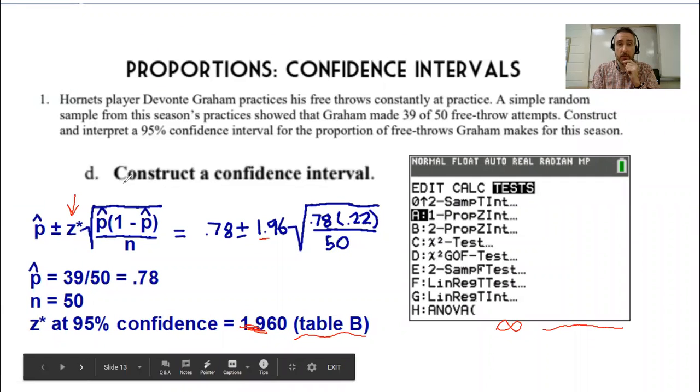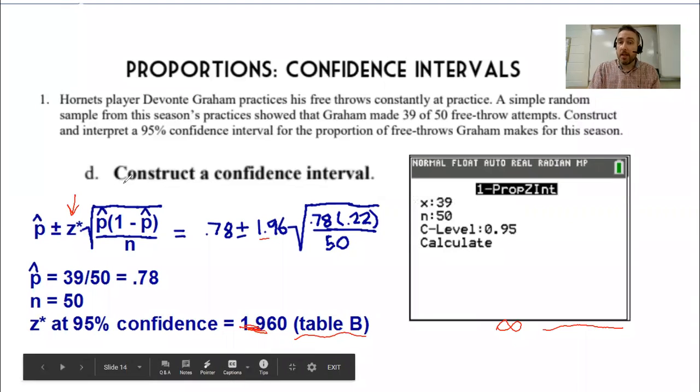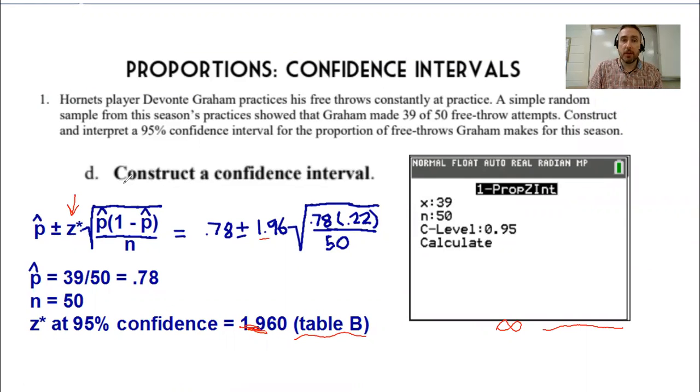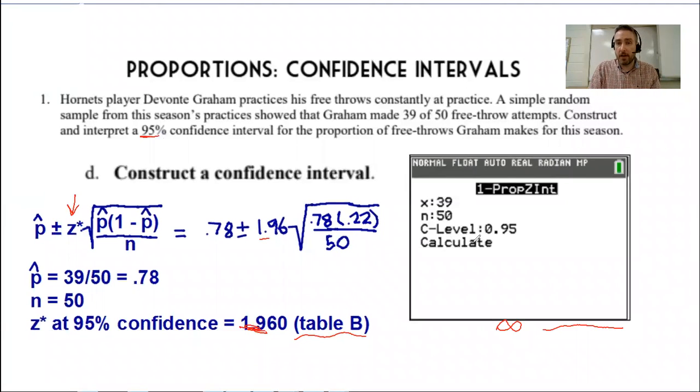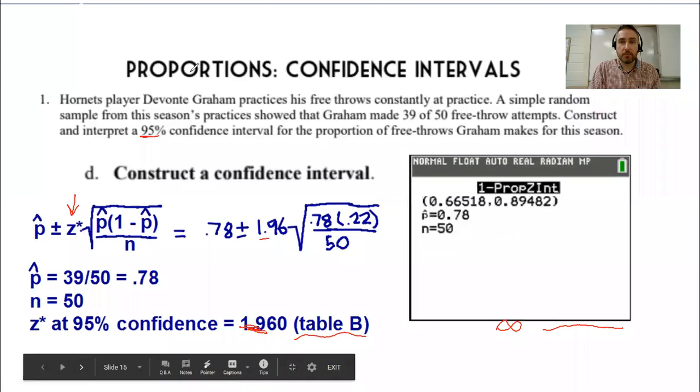One prop Z interval. You're going to input your 39 out of 50. That's your proportion. Your confidence level here is 95%, so we want to put that as 0.95. Then we're going to go down and calculate it. You get an interval of 0.66518 to 0.89482. So we write that interval down.